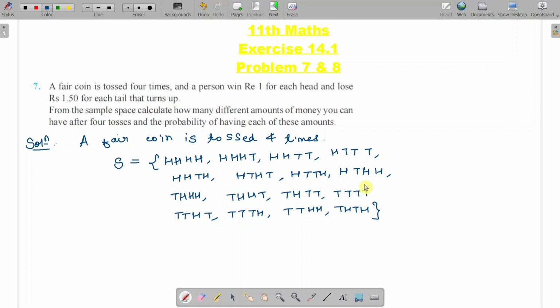So, 1 2 3 4 5 6 7 8 9 10 11 12 13 14 15 16. So what you will do, you will write each singleton, each element in terms of set to take the event. So let E1 be the event consisting of only one sample point, so that is the first one, HHHH.